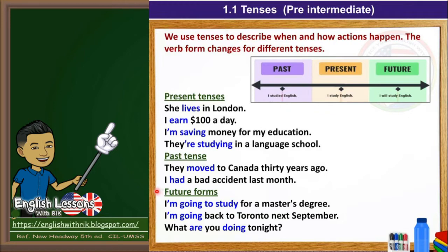Future forms. I'm going to study for a master's degree. I'm going back to Toronto next September. What are you doing tonight?